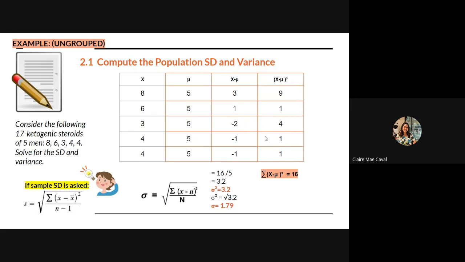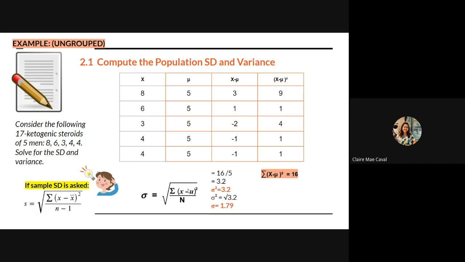Then you add this, meaning you get the summation of the square of the difference of your value and your population mean. Meaning the summation of the square of x minus mu, that is equal to 16. Using this formula for population standard deviation and variance, that's 16.